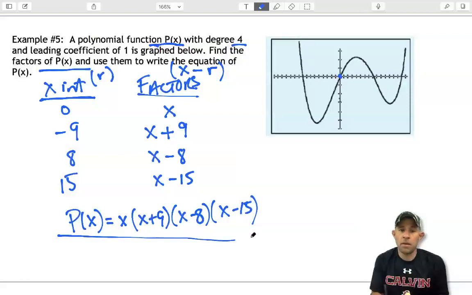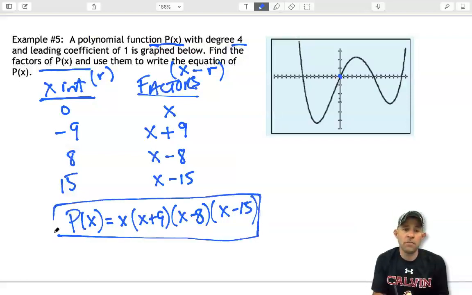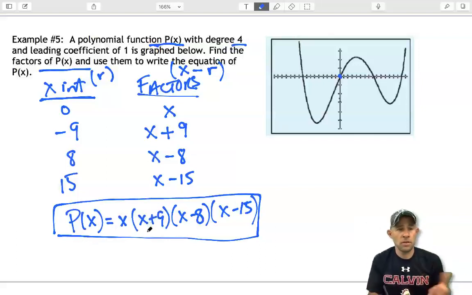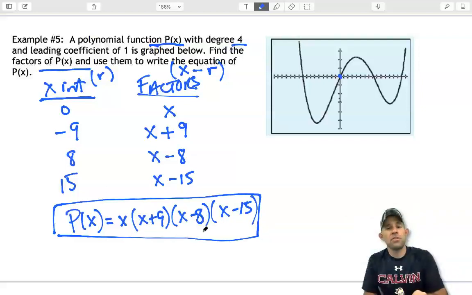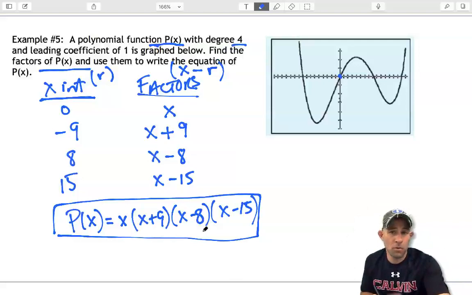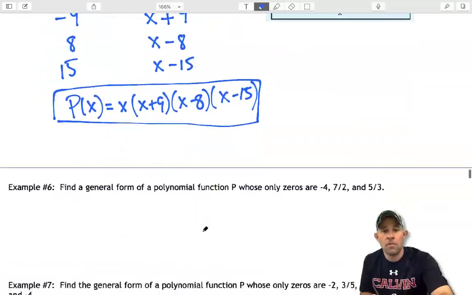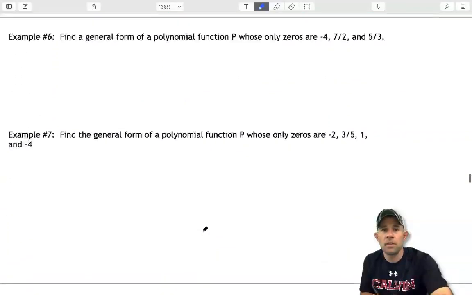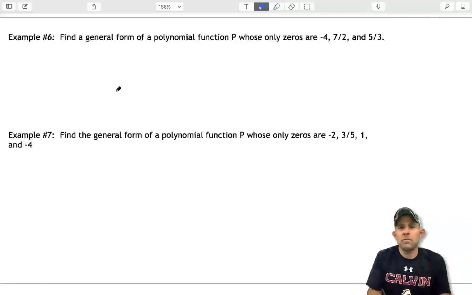Now, here's our polynomial. This is written in factored form. In order to get it in fully expanded form, we would distribute the x into the x plus 9 and keep multiplying these polynomials. I'll save that for you to do, and you can show me your expanded form in class tomorrow for a free piece of candy. Let's go on to example 6.